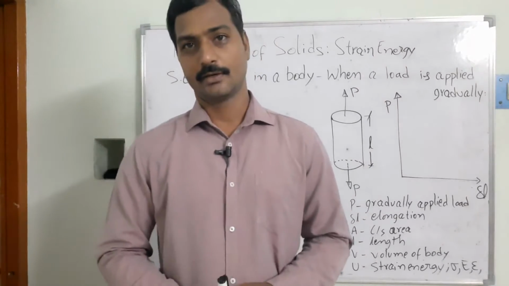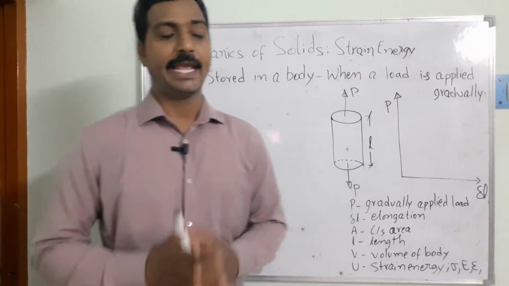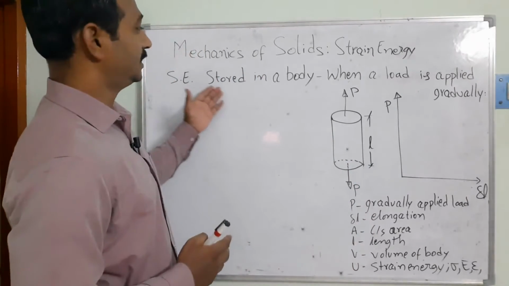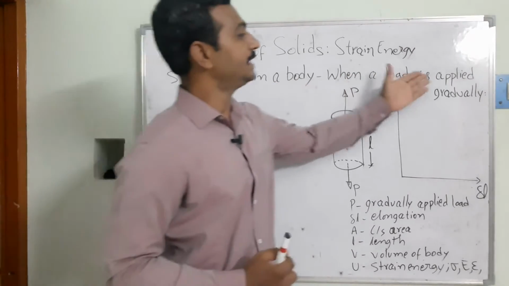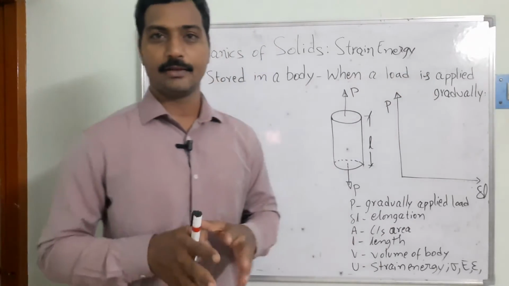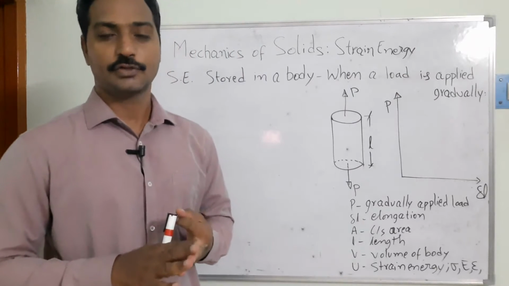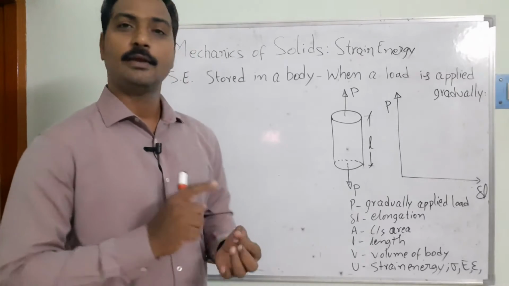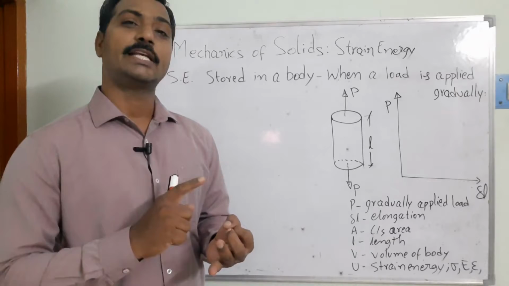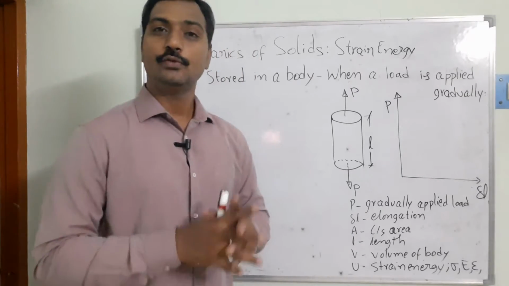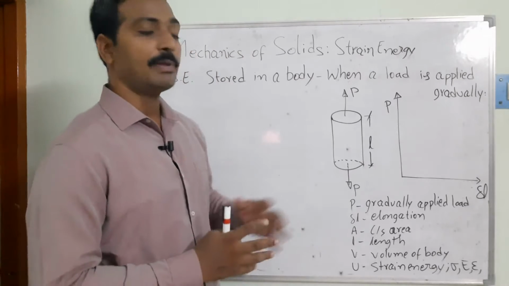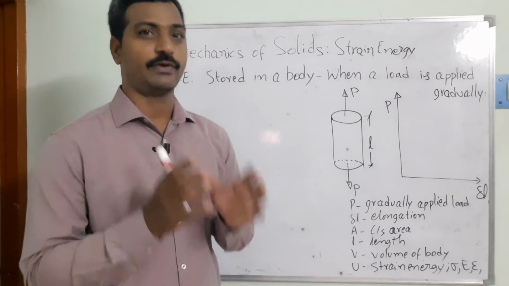In this video lecture, we are trying to learn what strain energy is, the strain energy stored in a body when a load is applied gradually. There are three types of conditions we are going to use. The first is gradually applied load, the second is suddenly applied load, and the third is impact load. Due to these loads, the member stores a certain kind of energy.